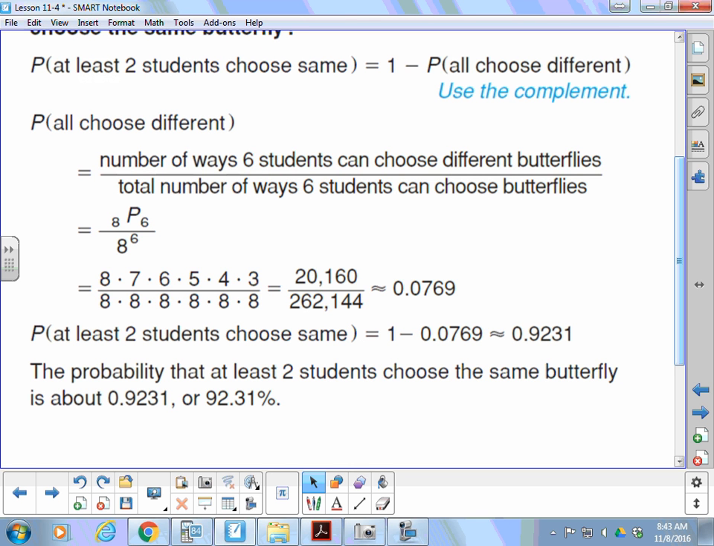All right, so the biggest thing here is determining how I get my number for everybody choosing a different one. Because there were 8 butterflies and we could choose 6, that gives us a permutation of 8 choose 6 for the numerator. And for the total possible outcomes, everybody has 8 choices, so we have 8 to the 6th power.